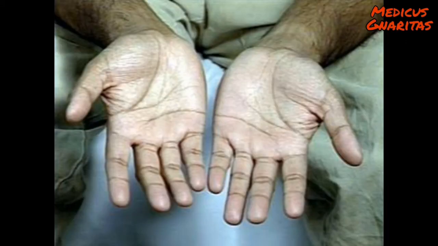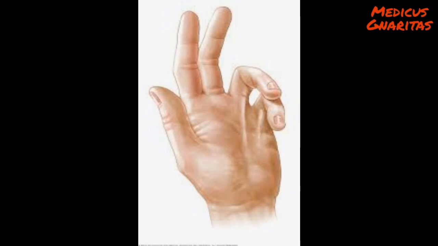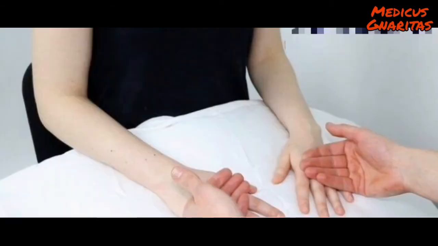Palmar aspect of the hands: with the patient's palms facing up, check for hand posture, scars, swelling and Dupuytren's contracture. This involves thickening of the palmar fascia, resulting in the development of cords of palmar fascia, which eventually cause contracture deformities of the fingers and thumbs.